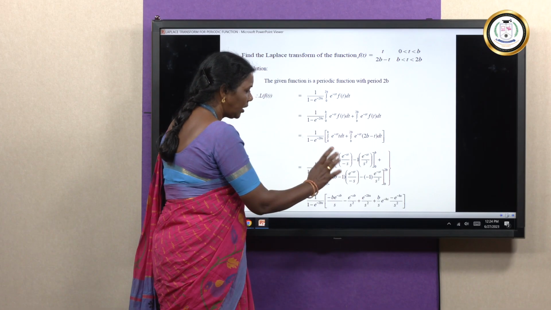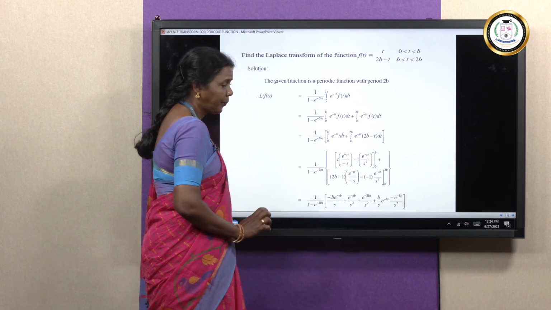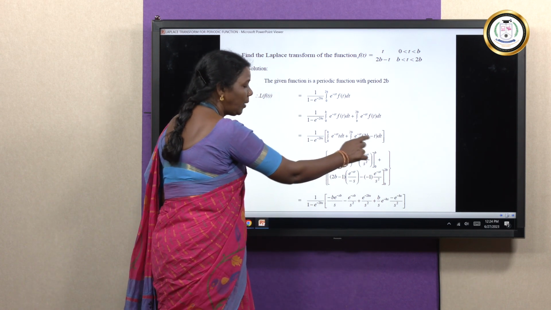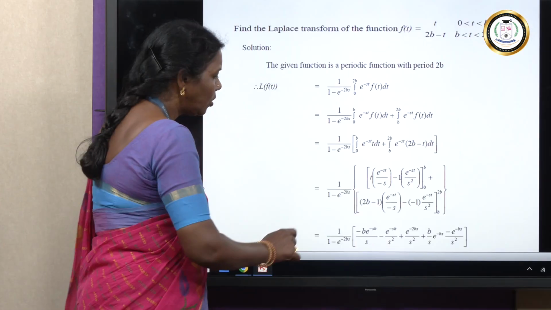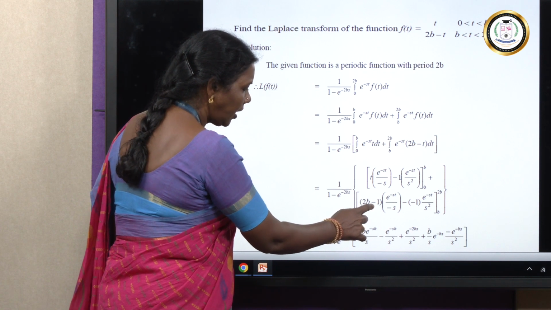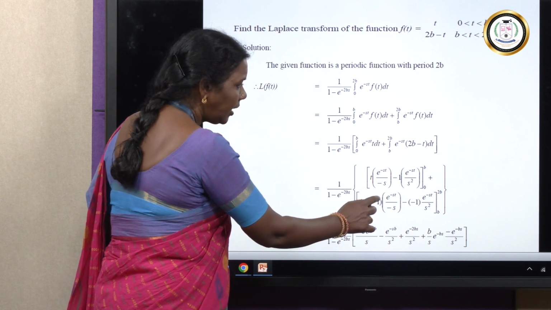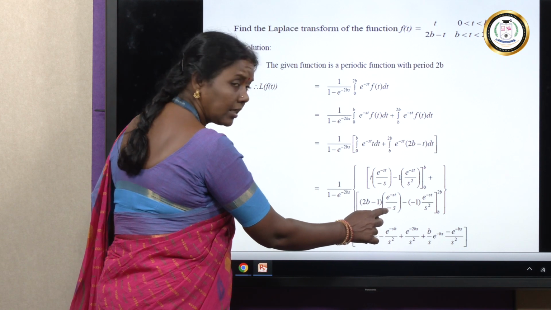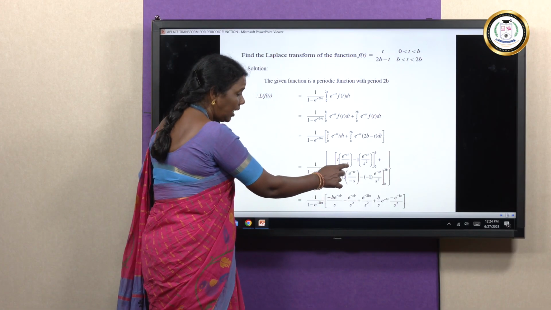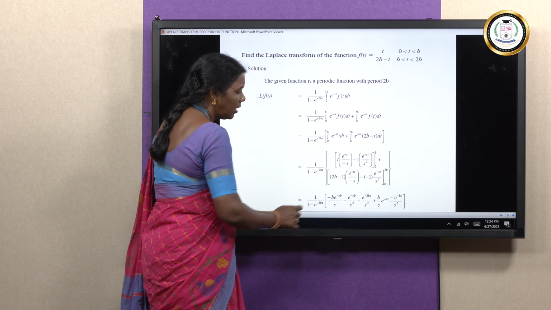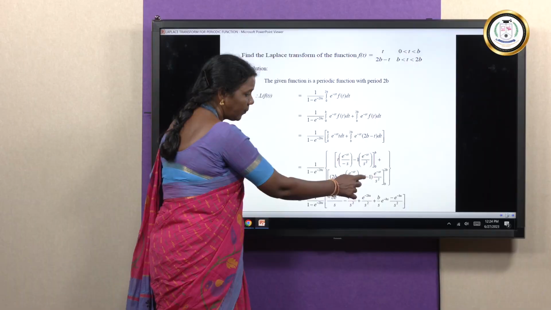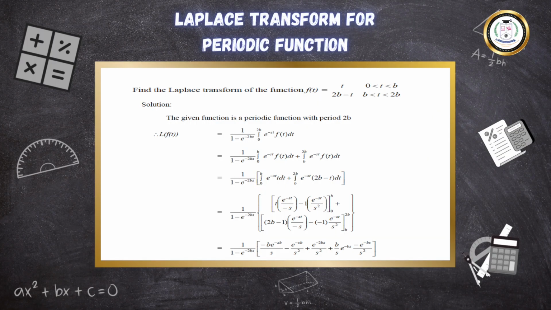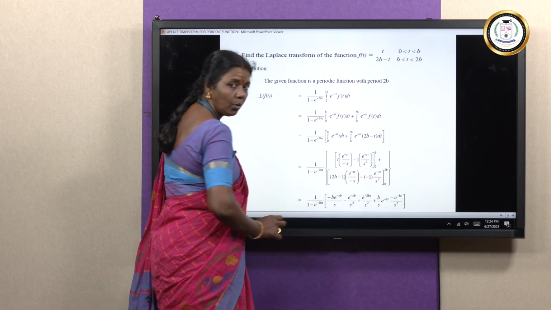Okay, so the first term is over, and that is between the limits 0 to b. For the second term, u is 2b minus t and dv is e power minus st dt. So 2b minus t e power minus st by minus s, since the integral of e power minus st is e power minus st by minus s, minus the differential of 2b minus t, which is minus 1, times the integral value of e power minus st by minus s, which is e power minus st by s squared, and that is between the limits b to 2b.